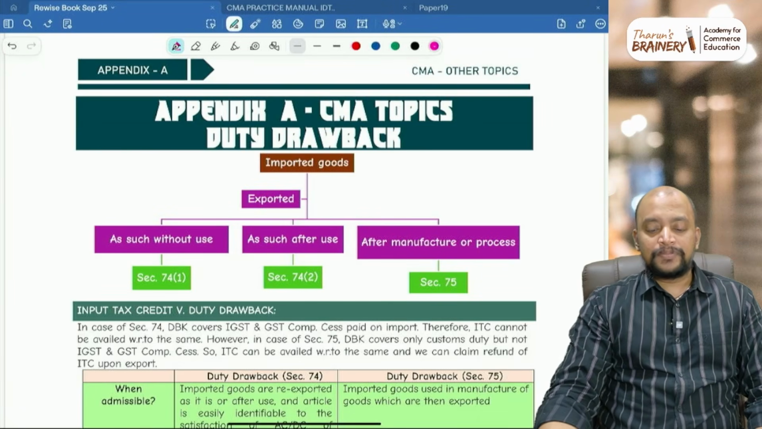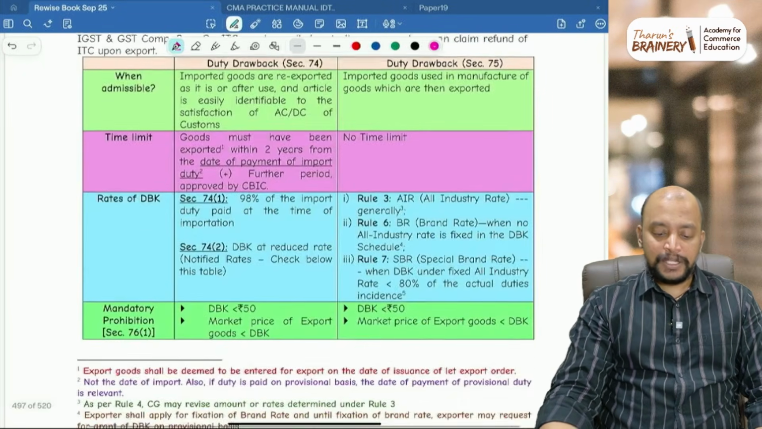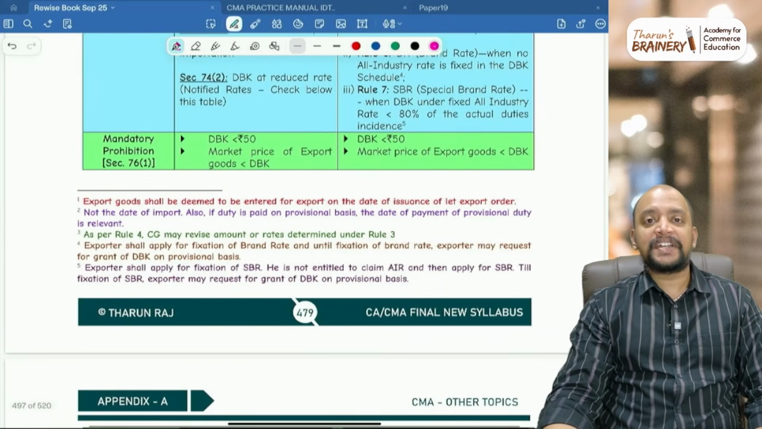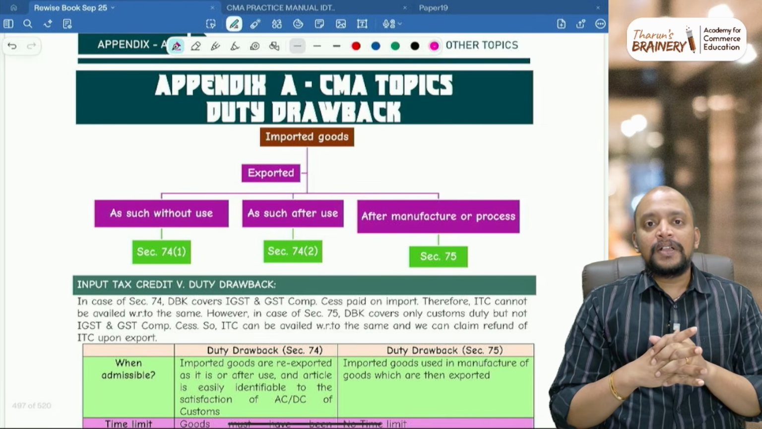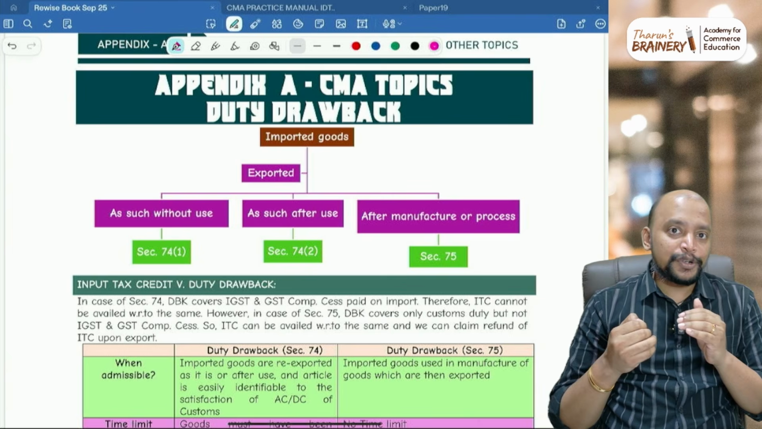Duty drawback. This I have given at the end of the revised book. You can see it on page number 479. Page 479, duty drawback. First of all, what does duty drawback mean? Refund. It is nothing but a refund. Whenever you are importing goods and those imported goods are exported, then you will get some refund of customs duty.